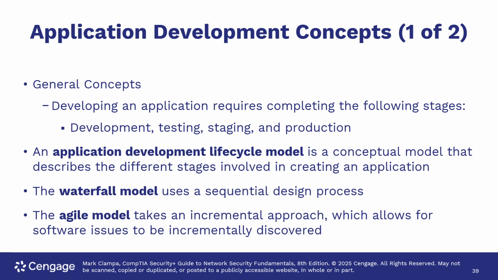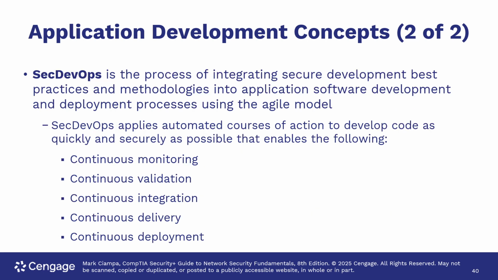Some general concepts: developing an application requires completing the following stages: development, testing, staging, and production. If you remember from your life cycle model, you have an application development life cycle model. It's a conceptual model that describes the different stages involved in creating the application. In the waterfall model, they use a sequential design process. The agile model takes the incremental approach, which allows for software issues to be incrementally discovered, corrected, and changed.